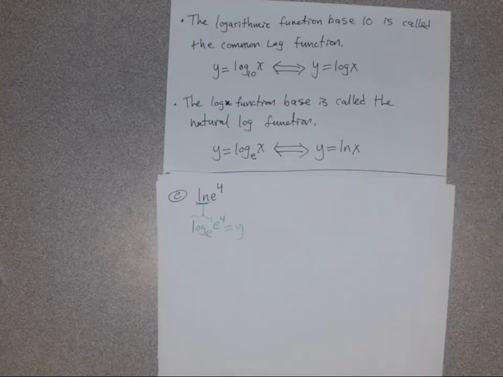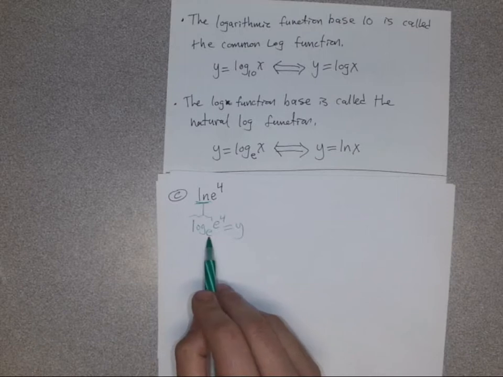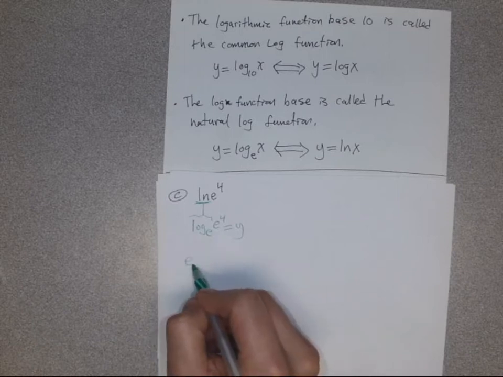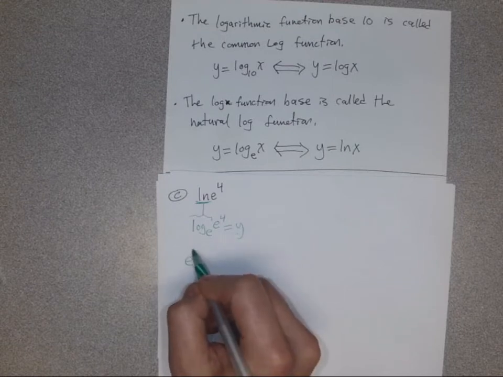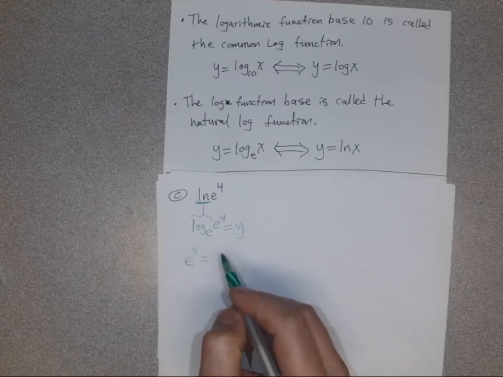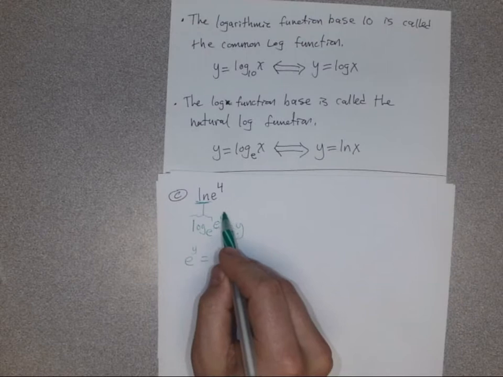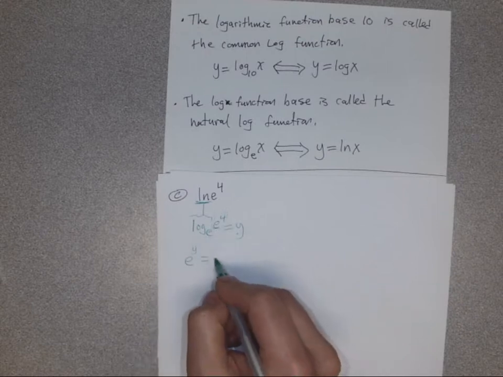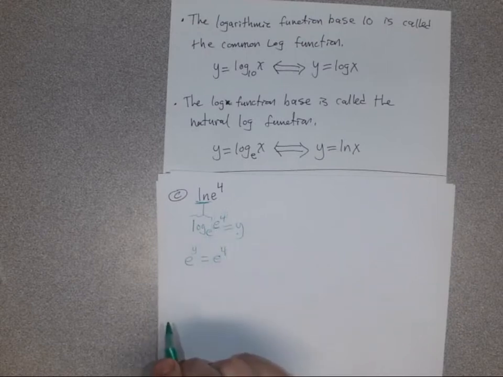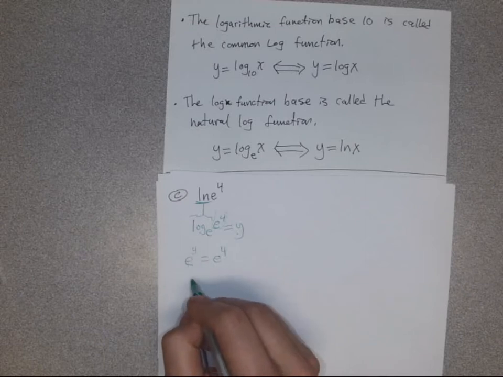And from here, go ahead and pause and try to finish it out yourself. From here, it works the same way we've done before. My base is e, and my exponent is y, what's all by itself. And then that's equal to what's left over. What's left over is this e to the 4th. So that tells me that y has to equal 4.